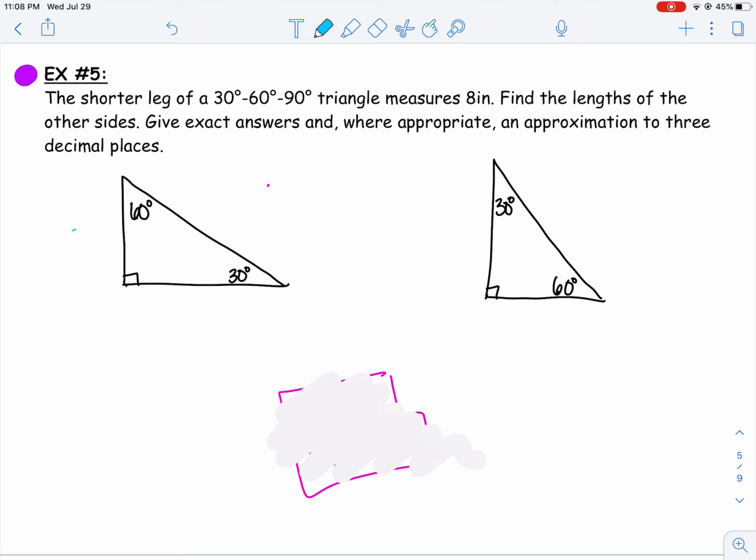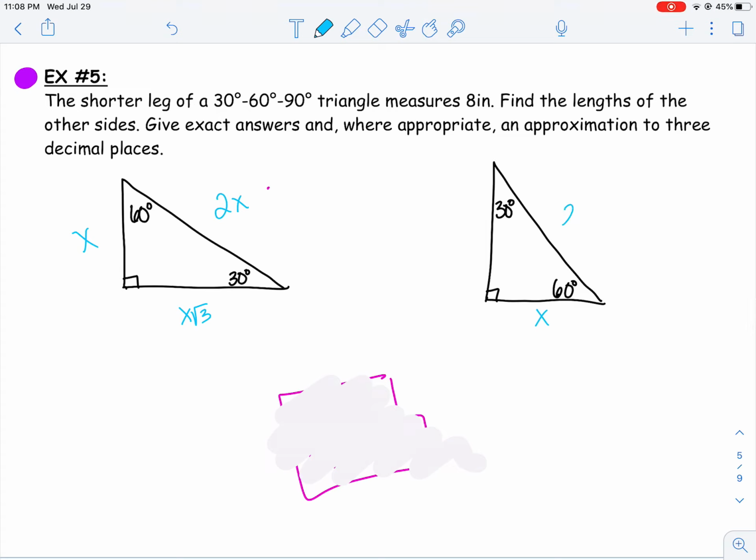I remember that the relationship is across from the 30 is always x, across from the 90 is always 2x, and across from the 60 is always x rad 3. But if my triangle was twisted around or looked a little bit different, I would still have that same relationship, where across from the 30 is x, across from the 90 is 2x, and across from the 60 is x rad 3. But I have to make sure that I remember it in that order and not clockwise or counterclockwise, because my pictures can look different, right?